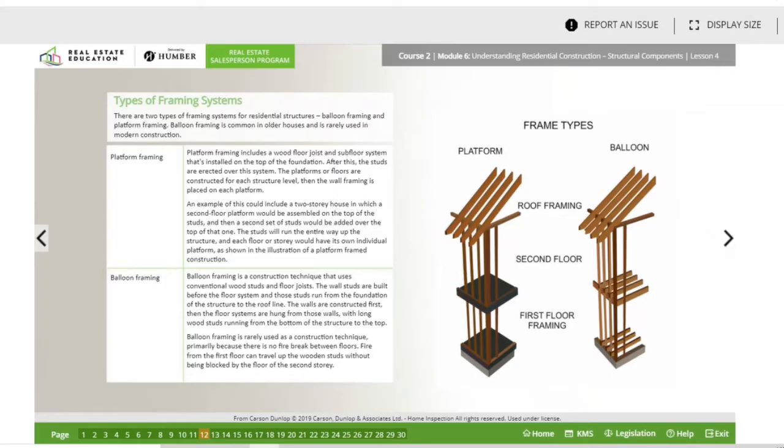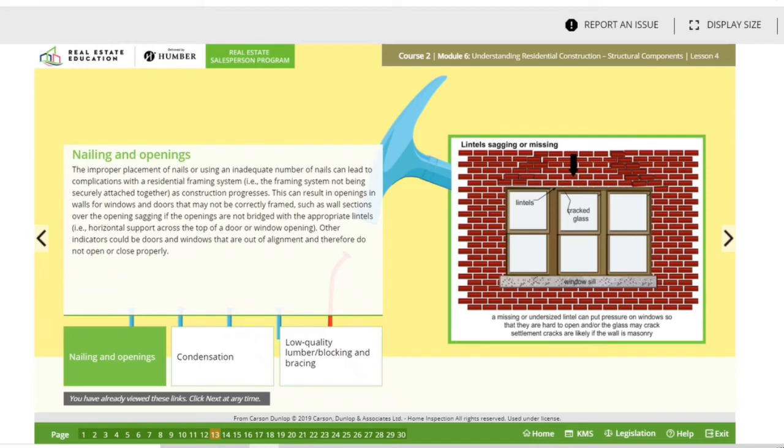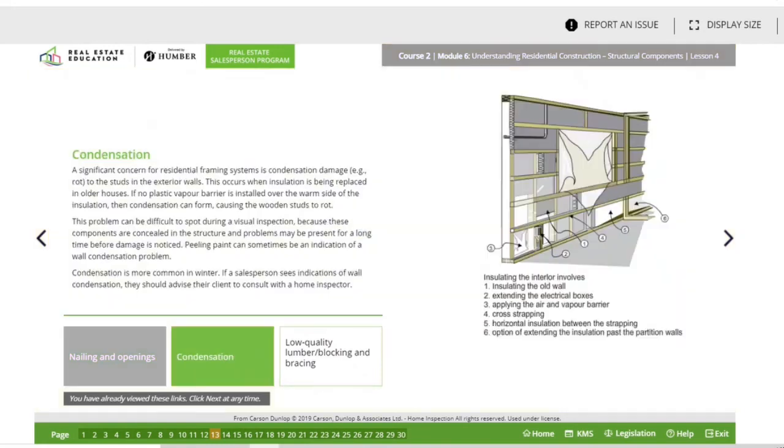Types of framing systems: there is platform framing and there's balloon framing. Platform framing includes wood floor. We learned this in course 1, so we're just going to skip this. Wood frame wall problems. There could be problems with the nailing and the openings. Improper placement of nails and using an inadequate number of nails can lead to a complication with residential framing system.